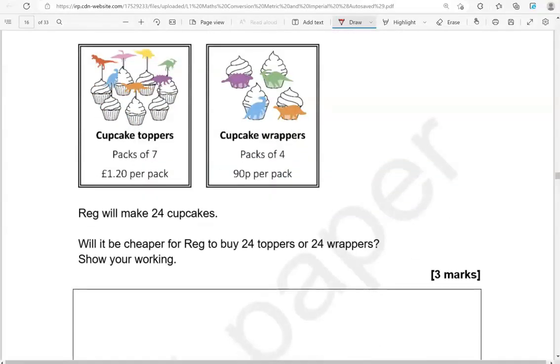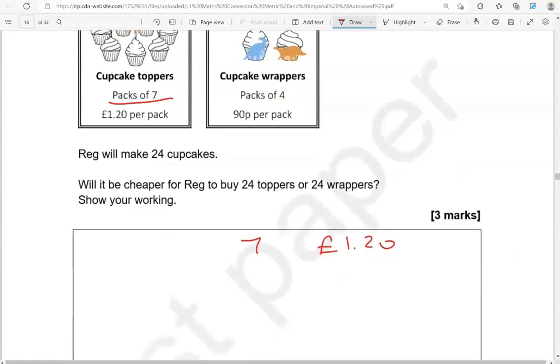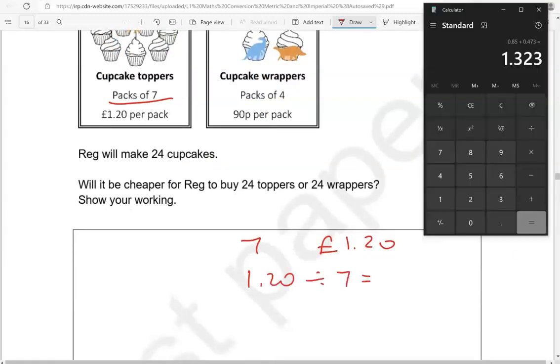If we work out the price per one, then we can compare. So we've got a pack of 7, which costs £1.20. So if I do £1.20 divided by 7, that should give me the price per one, which is 17 pence.